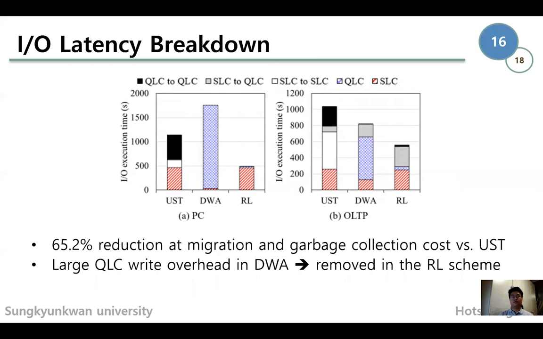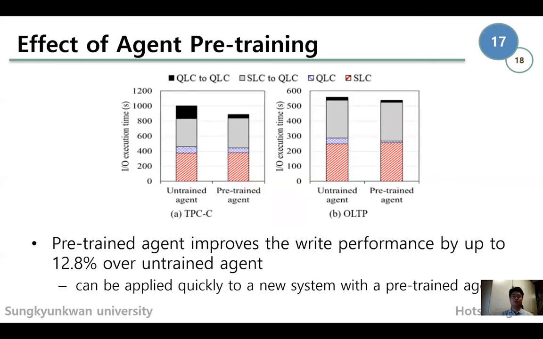Since the RL-based technique reduces migration and garbage collection costs, the write amplification factor is also improved. The proposed scheme reduces the average write amplification factor by 20.3% over other techniques.